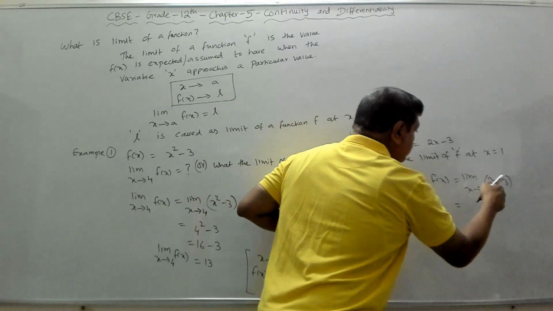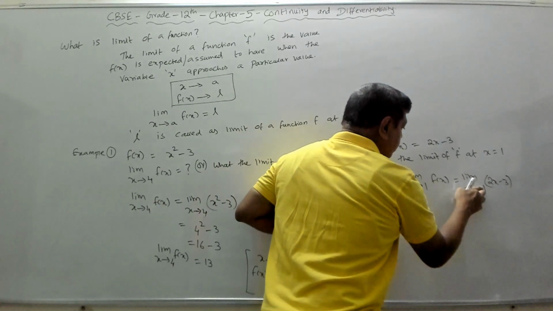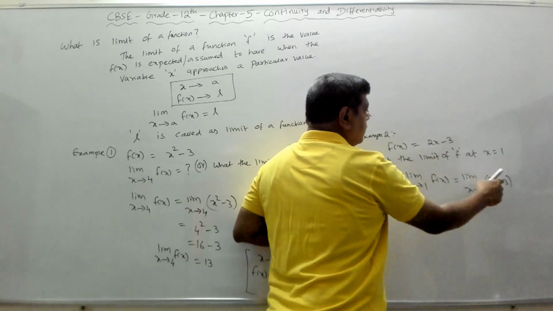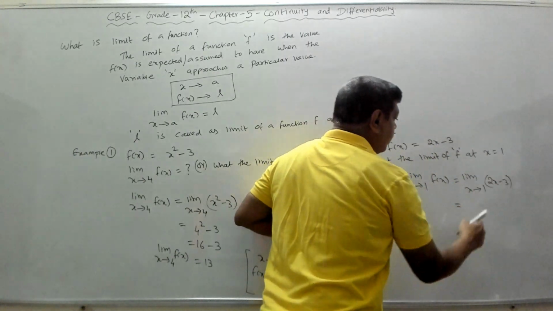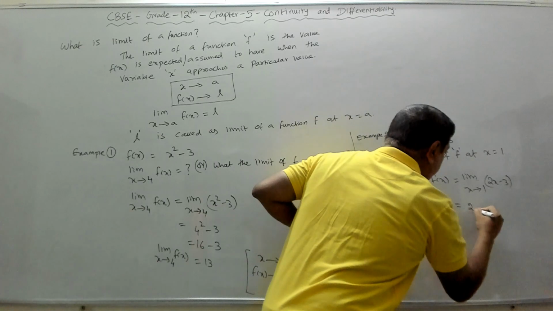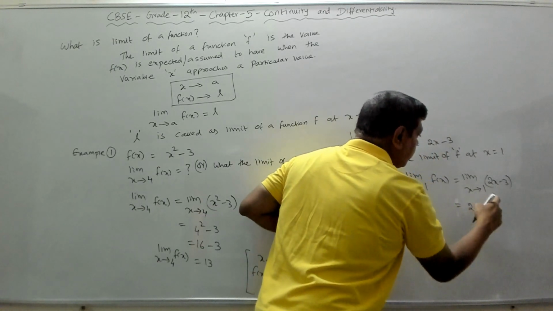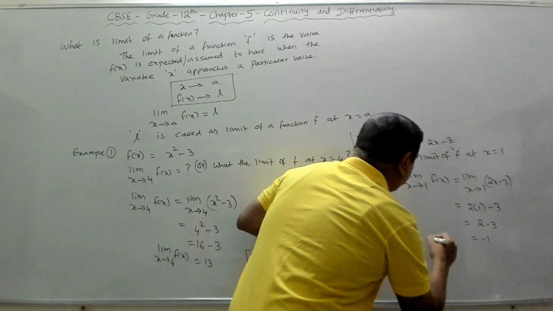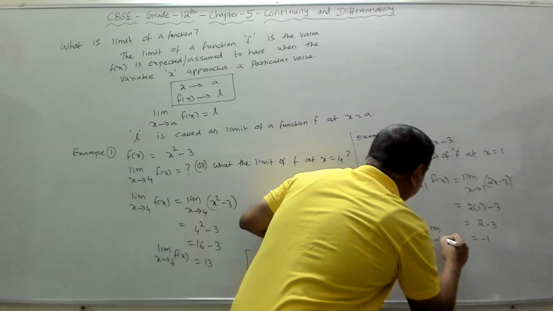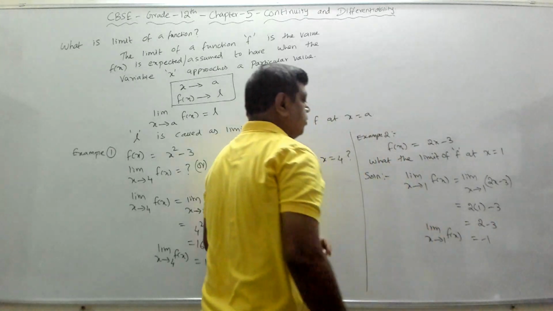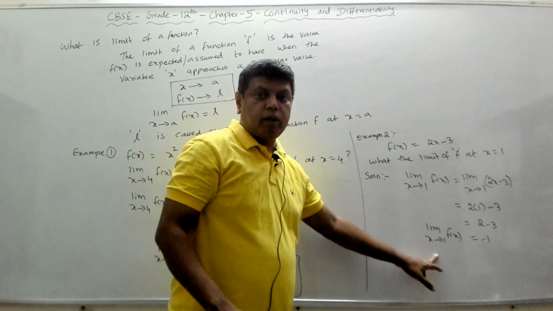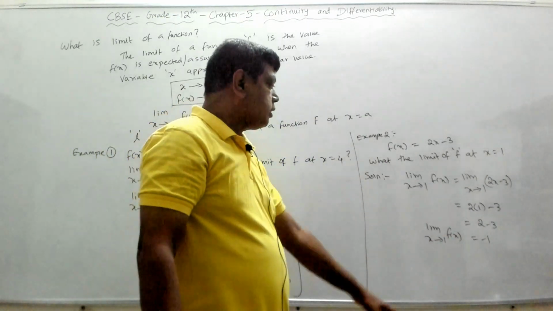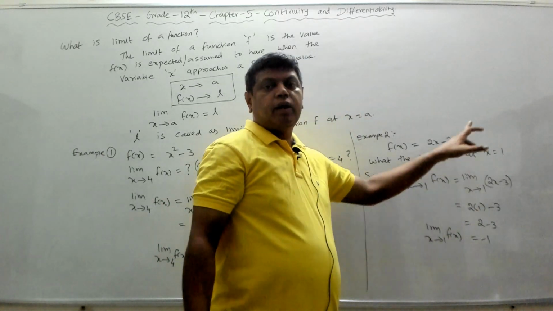Now we are going to substitute the limit. X goes to 1, f of x is 2x minus 3. Now substitute x equal to 1 here. So it becomes 2 into 1 minus 3. In the place of x I am putting 1. That is 2 minus 3, which is minus 1. So limit x goes to 1, f of x is minus 1, which means when x approaches 1, f of x approaches minus 1. And this minus 1 is called the limit of f at x equal to 1.